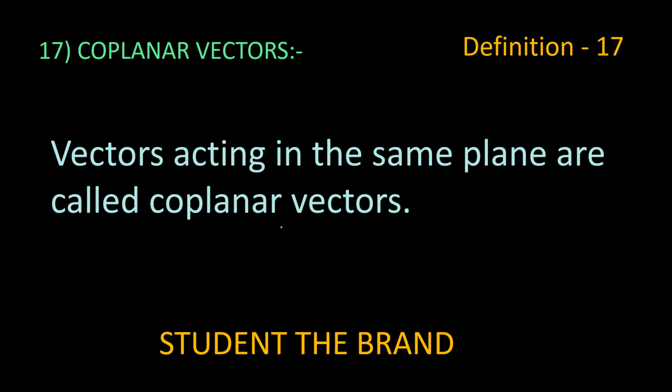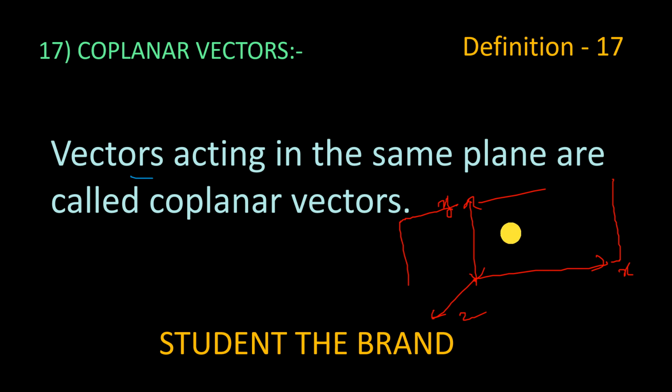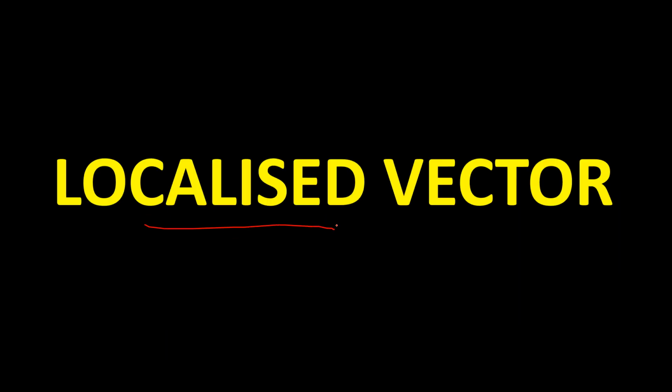Next, coplanar vectors. Coplanar vectors means vectors acting in the same plane. So here this is the x-axis, this is the y-axis, and I am taking this as the z-axis. So this is one plane, and this is another plane. So if vectors are acting in the same plane irrespective of magnitude, then we can say those vectors are called coplanar vectors.